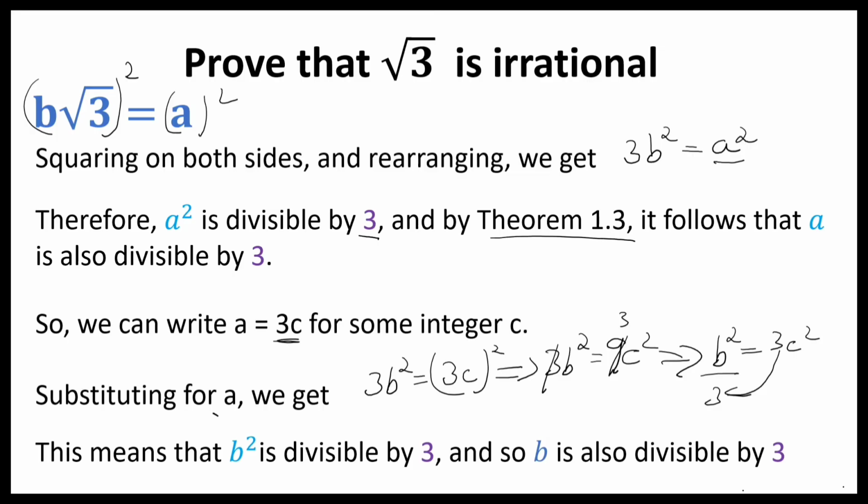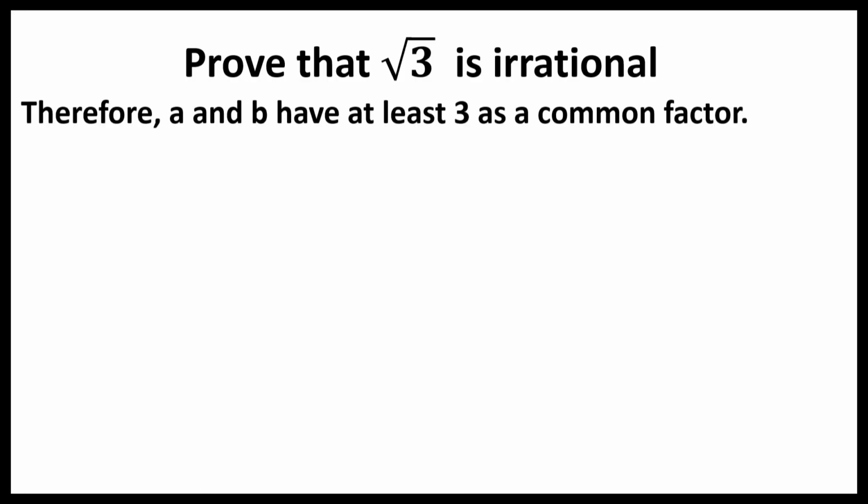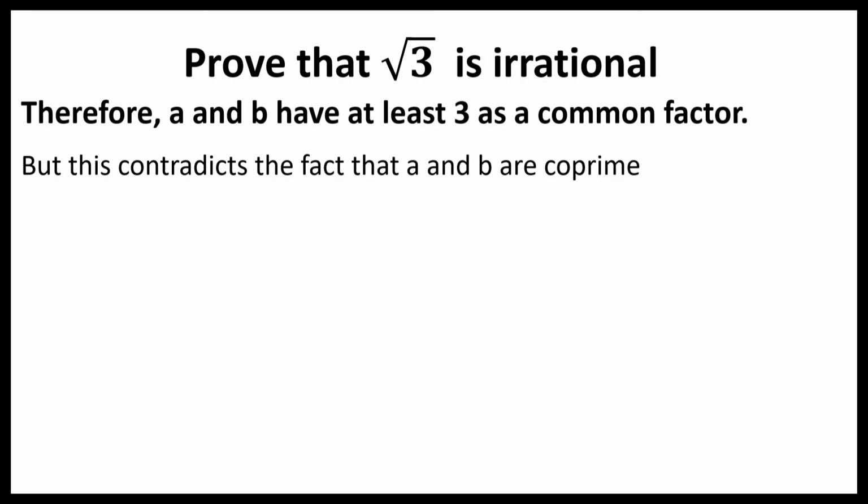Now you can observe that a is also divisible by 3 and b is also divisible by 3. And therefore a and b have at least 3 as a common factor. But this contradicts the fact that a and b are co-prime.